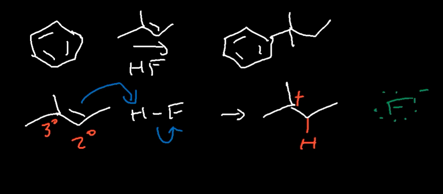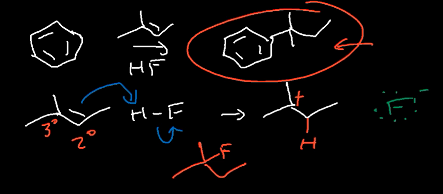Now, the fluoride could react with the carbocation, and that could be a side product of this reaction. But also the benzene ring could react with the carbocation as well. So this won't be your only product. It's definitely going to be one of the products, but you could also have this product in this reaction. But now, our goal is simply to propose a mechanism for the formation of that product.